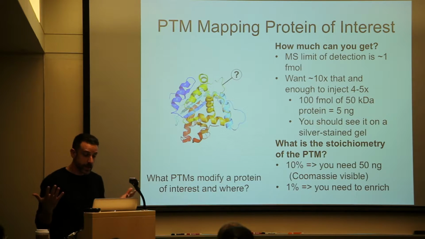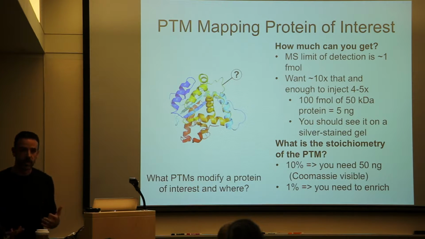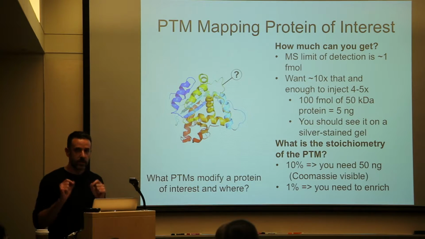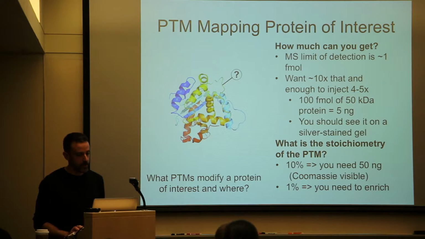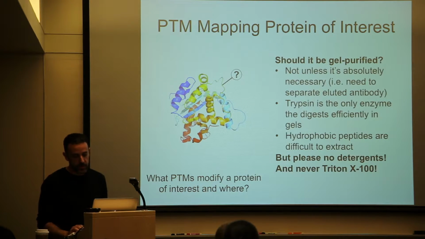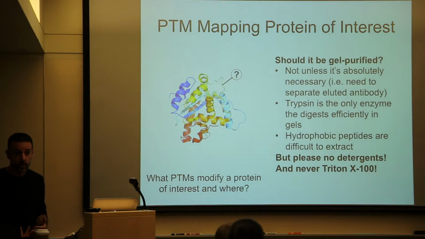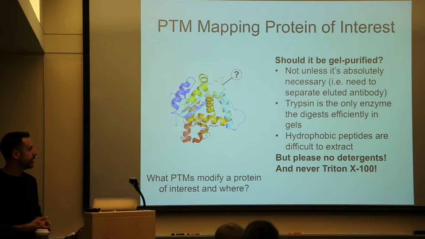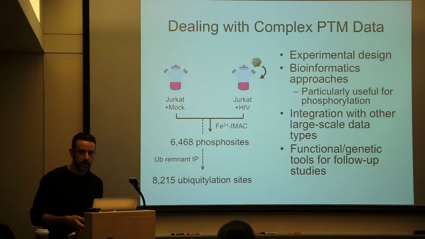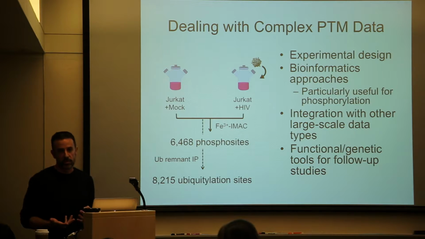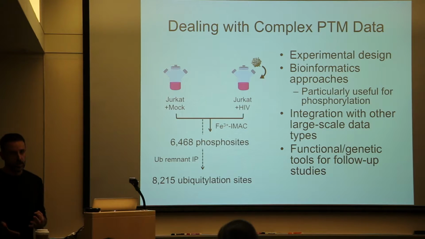So in most cases, again, every protein is different, every PTM is different, but in most cases, if you can see a band in a Coomassie stained gel, that should be enough for us to get some PTMs, unless they're very low stoichiometry. But again, 50 nanograms is not that easy to purify for some proteins, right? Now the other question is phosphorylation, or integrating with other data types, either other proteomics data types, or some sort of functional or genetic screen, to narrow in on what's important.